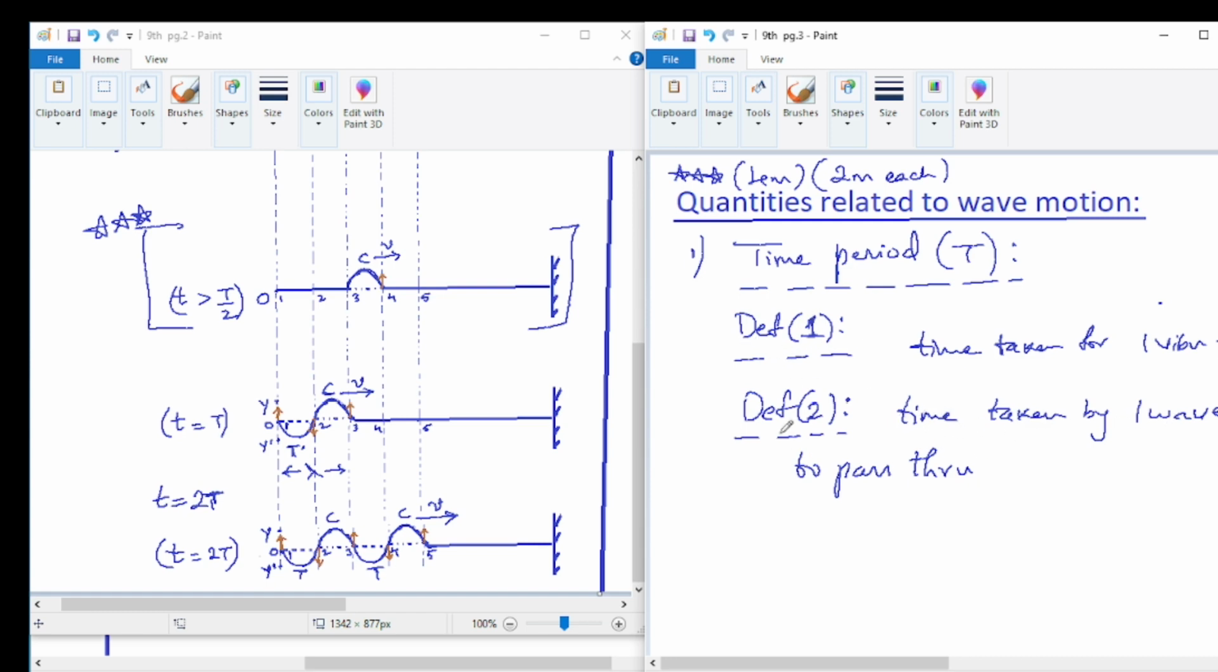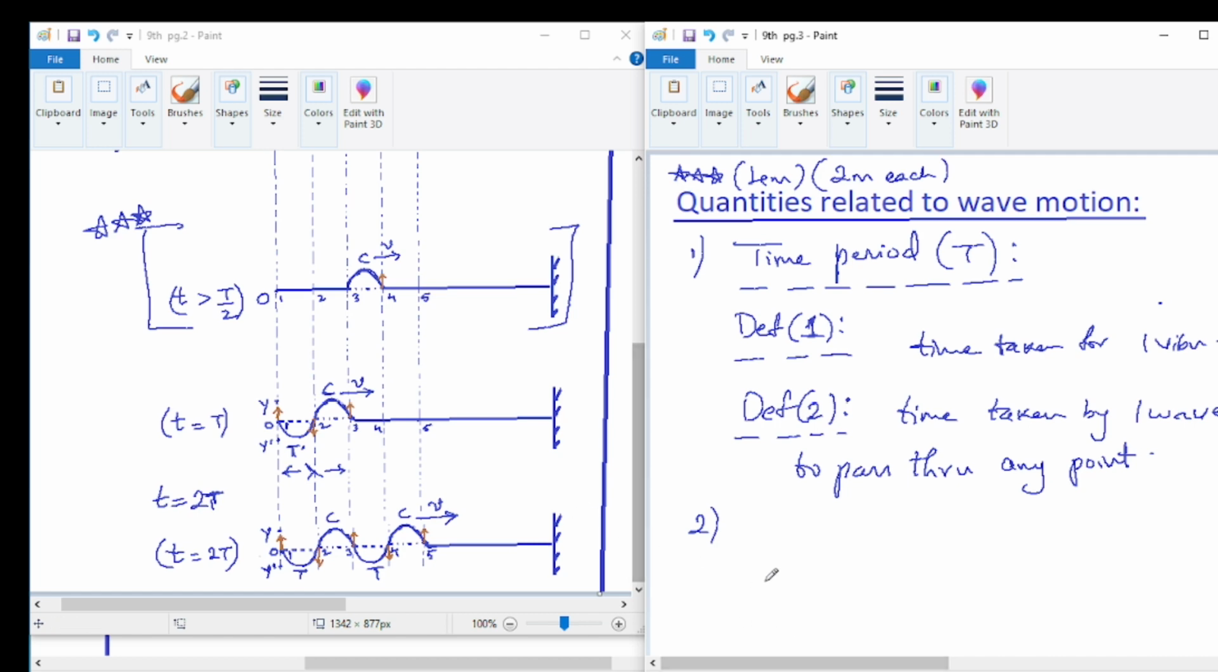Same order, definition 1, definition 2. I'll write them more neatly. Time taken by one wave to pass through any point. That's all. This is a simple definition. So that's what we are getting, time period. Nowhere any complication is there.